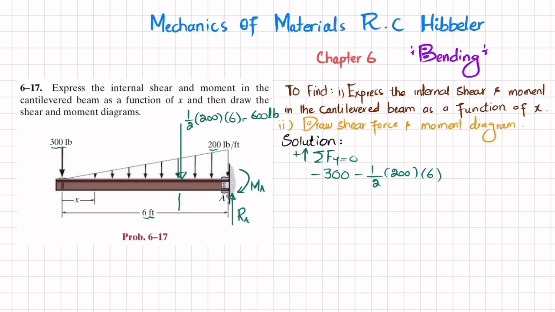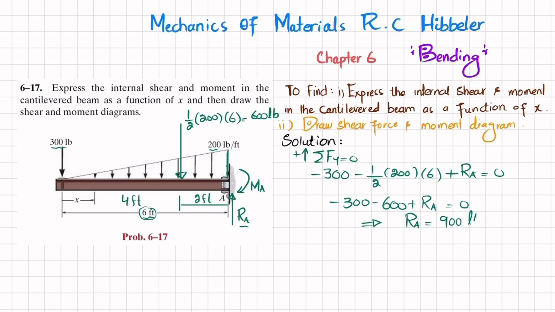This point load will act at a distance of L by 3, and L is 6 feet, so 6 divided by 3 is 2 feet. So 2 feet from this denser side. This is the denser side. Clear? So the remaining will be equal to 4 feet. And the third load is RA, which is upward. So minus 300 minus 600 plus RA is equal to 0. So it means that this reaction force RA is equal to 900 pounds.